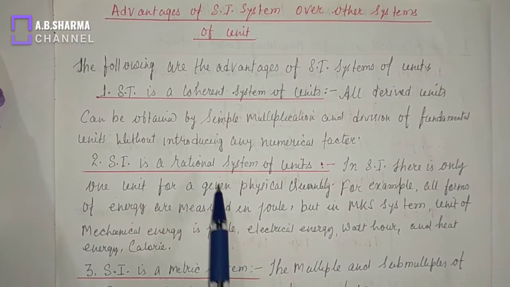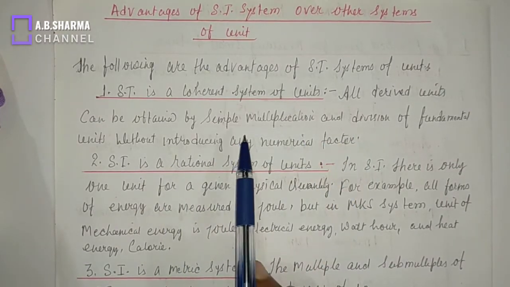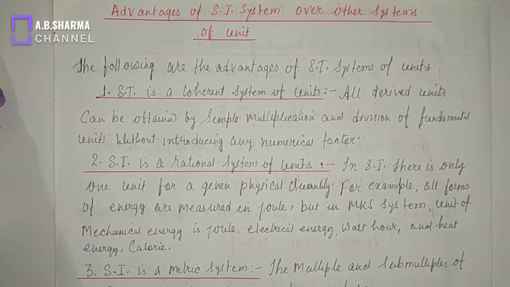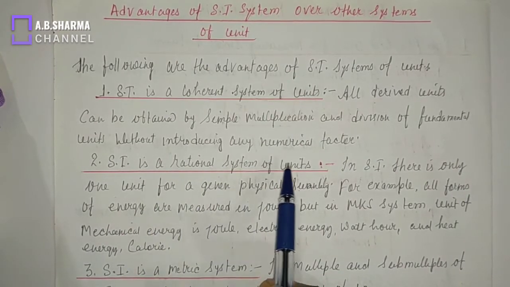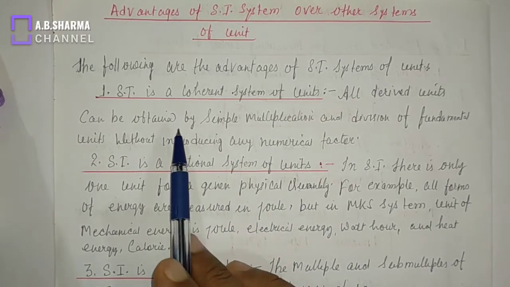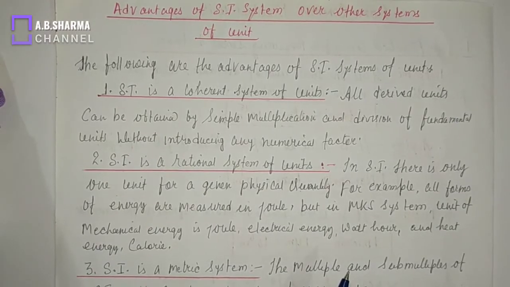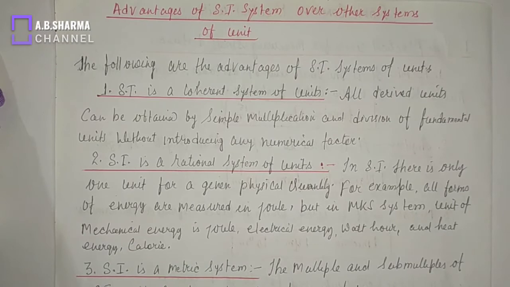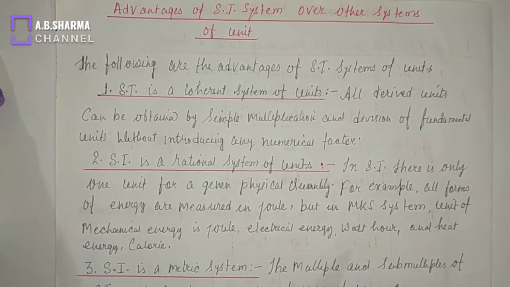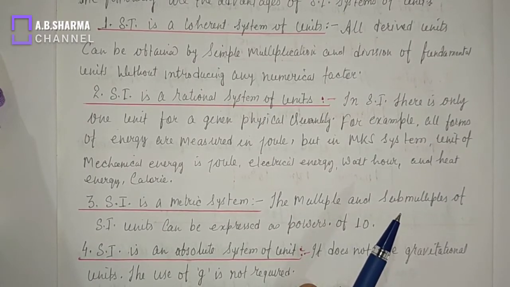The first advantage is that SI is a coherent system of unit, which means all derived units can be obtained by simple multiplication and division of fundamental units without introducing any numerical factor. We have already explained fundamental and derived units, so we can express their units by derivation from fundamental units.